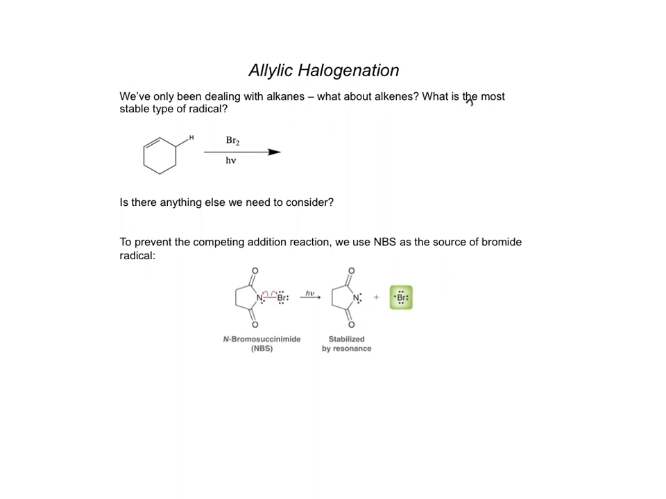Okay, so now we're going to consider reactions via radical halogenation, or more importantly, radical bromination, with reactants other than alkanes. Thus far, we've only been dealing with alkanes and their regiochemical as well as stereochemical outcomes with respect to radical bromination or radical chlorination. So now what if instead we took an alkene and tried to undergo this radical bromination reaction?